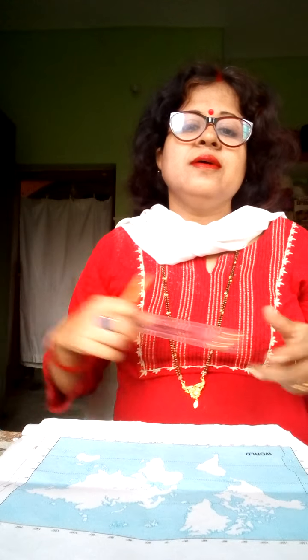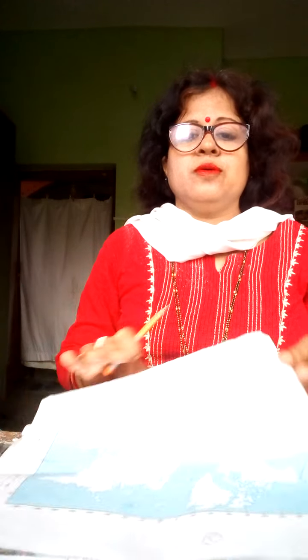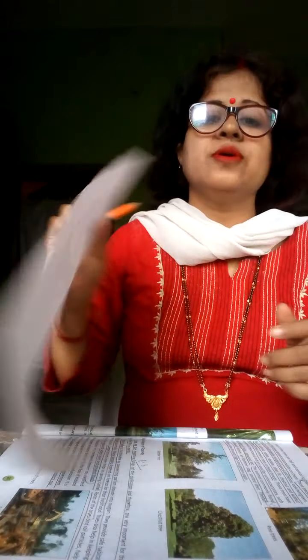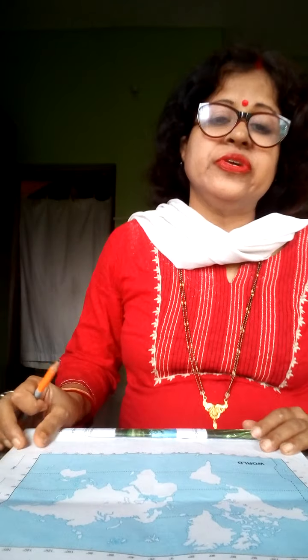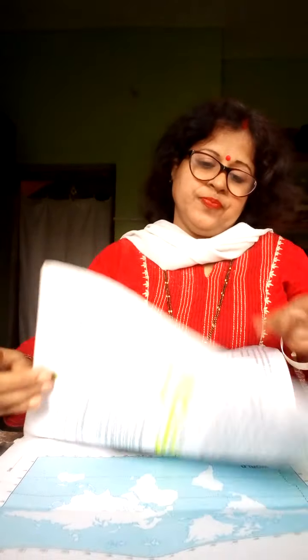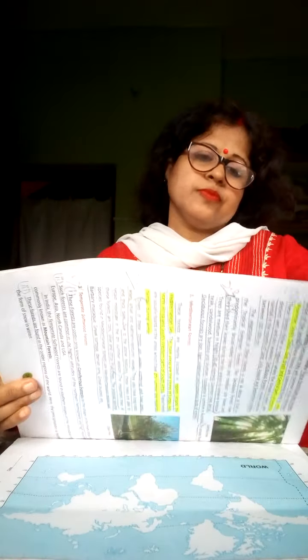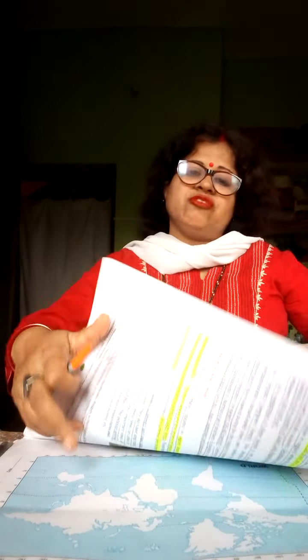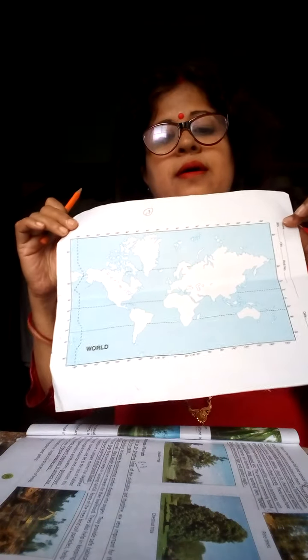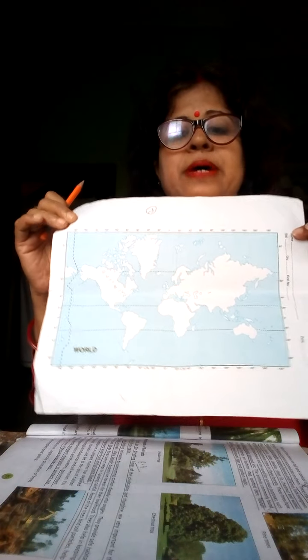I'll teach you how to make the map of chapter number 3, vegetation and wildlife, natural resources, vegetation and wildlife. This is a world map.